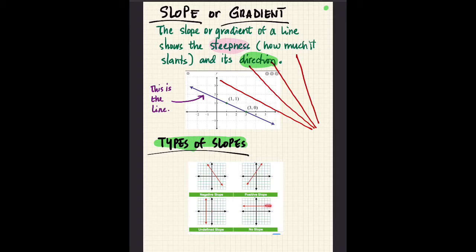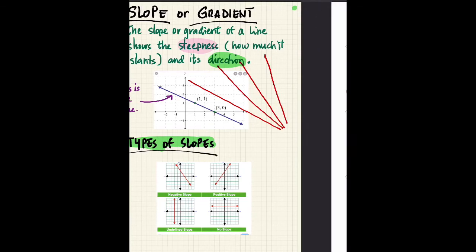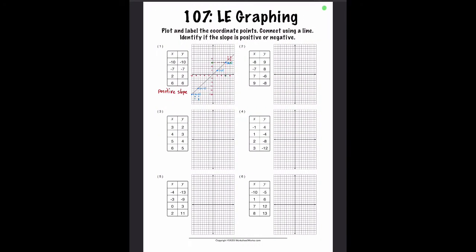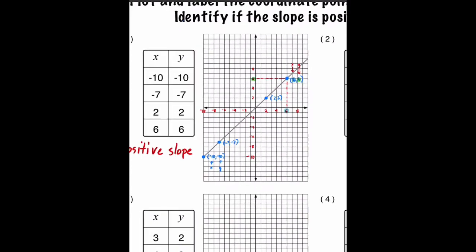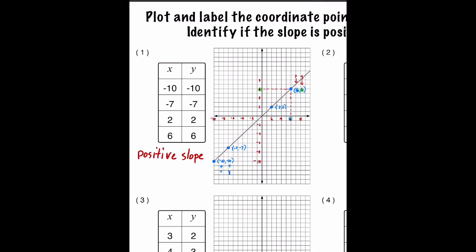And if the line is parallel to the x-axis, it doesn't go up and down. It just goes left and right. There's no slant. It's called no slope. So those are the 4 types of slopes. Now, when you graph here, you see the first one has been done for you. So first of all, let's look at the coordinate points. So you have -10, -10.